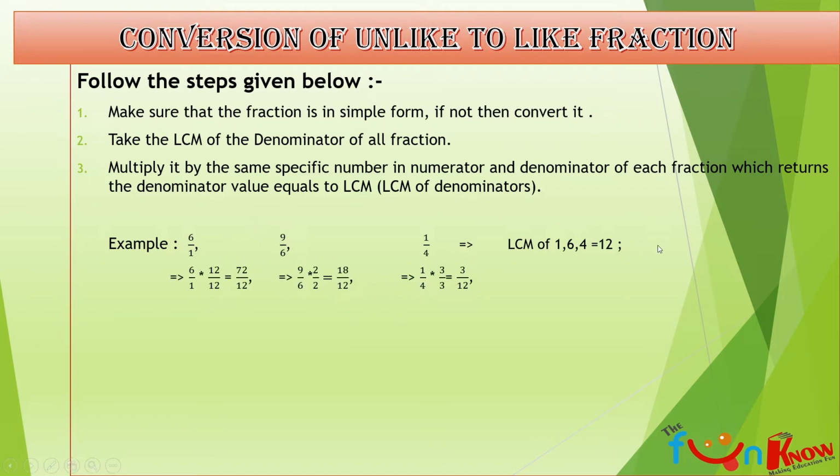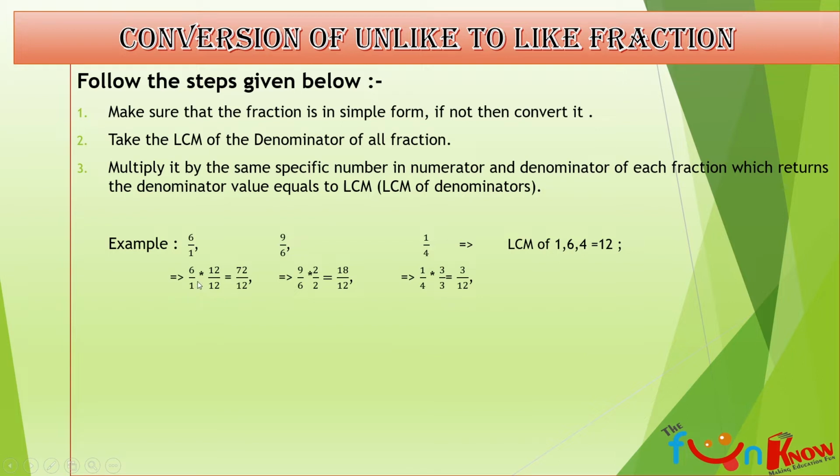So you know the LCM value of the denominators. This step number 2 will be done, that is 12. Now multiply the same specific number in numerator and denominator, which makes the denominator value equal to the LCM. That means here you just make sure 6 and 1, these are the values.